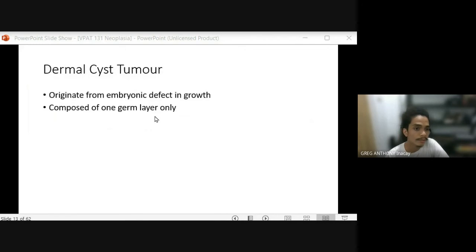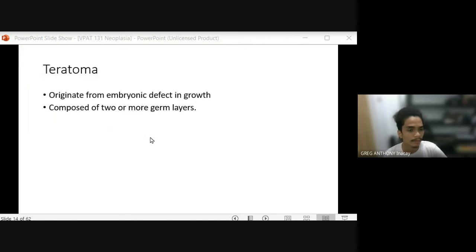We also have the dermal cyst tumor, which originate from embryonic defect and growth, and it is composed of one germ layer only. We also have teratoma, which is the same with the dermal cyst tumor, but the difference is it is composed of two or more germ layers.